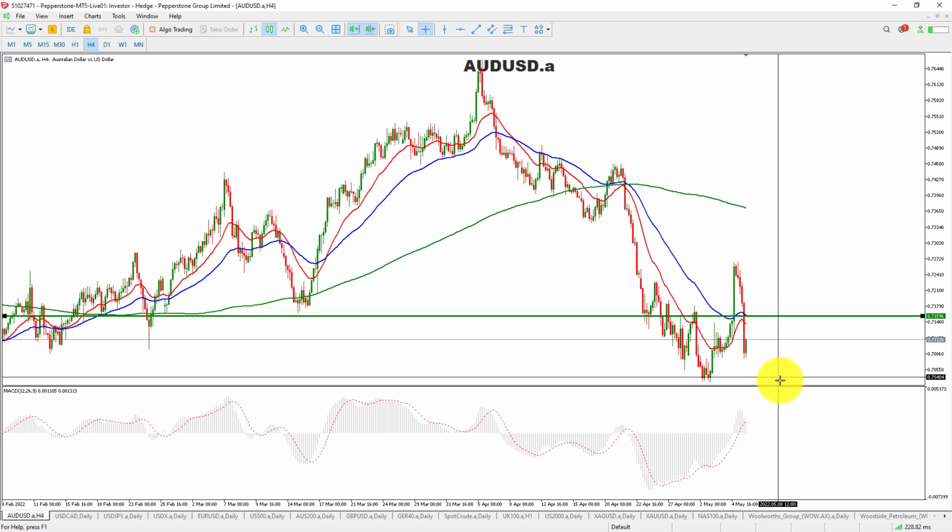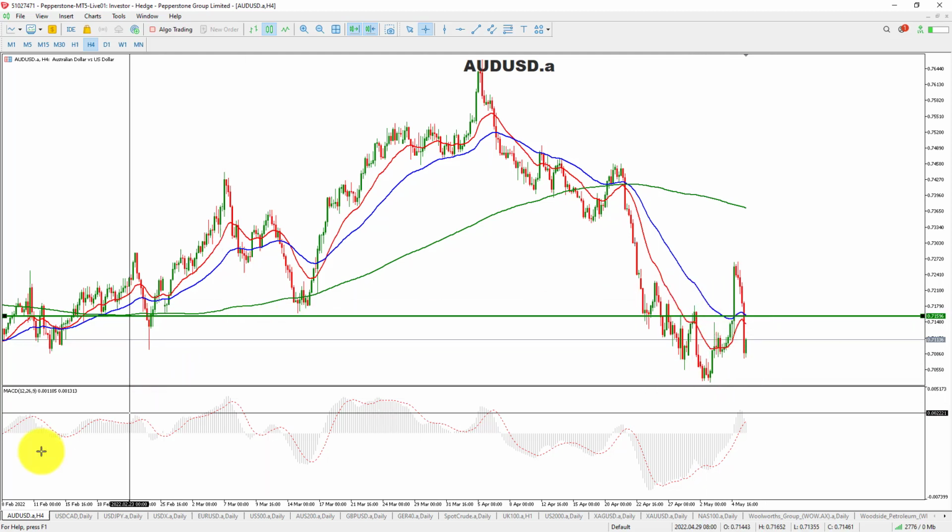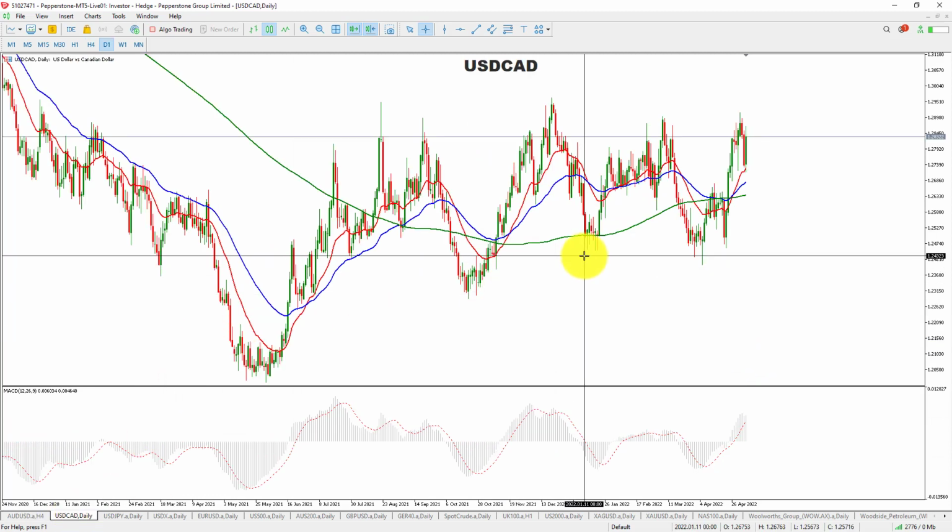Failing that, a break lower here, and 70.20 to 70 is the level that we'd be aiming for. All right, we'll move over to the USDCAD here.